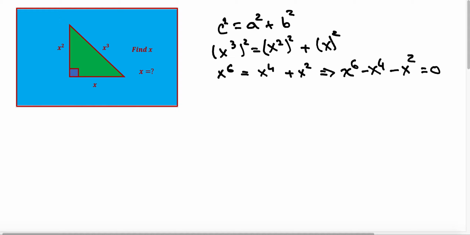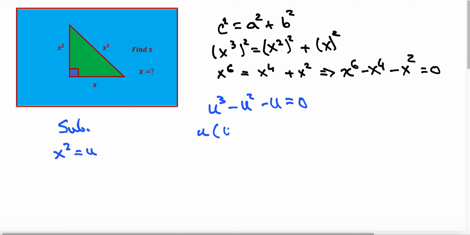Now let us substitute x squared is equal to u. And now we have u cubed minus u squared minus u is equal to 0. Let us factor out u, because in all three terms we have a u. And it's going to be u times (u squared minus u minus 1) is equal to 0.